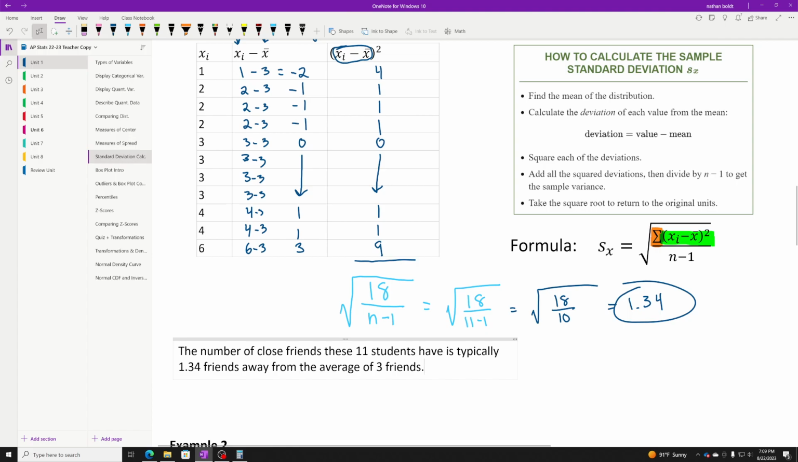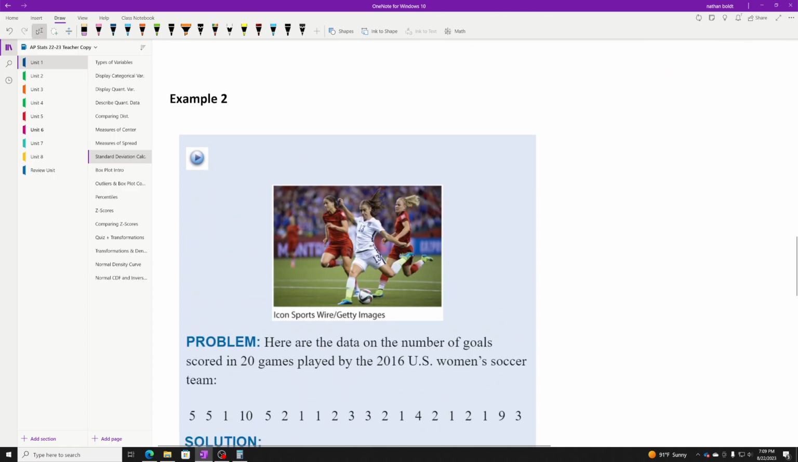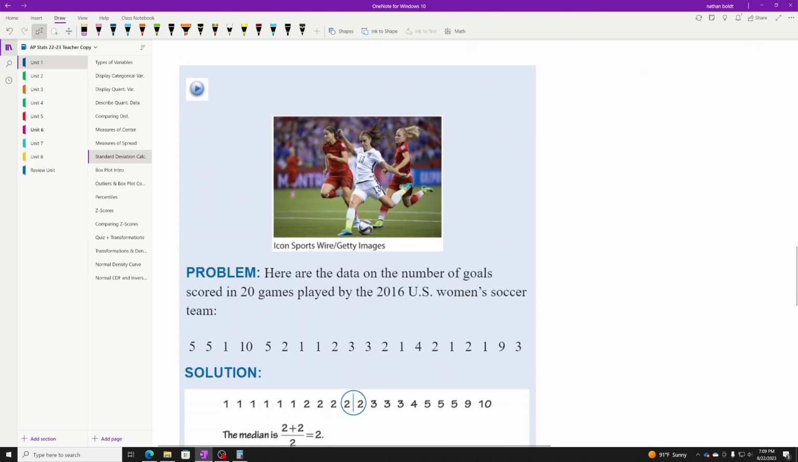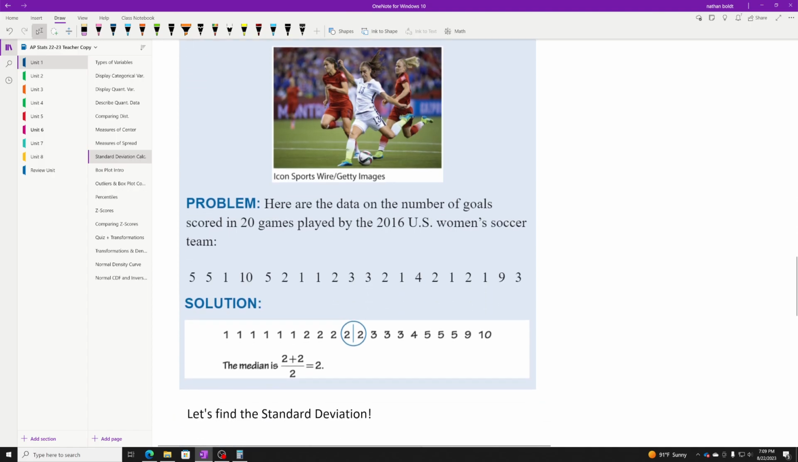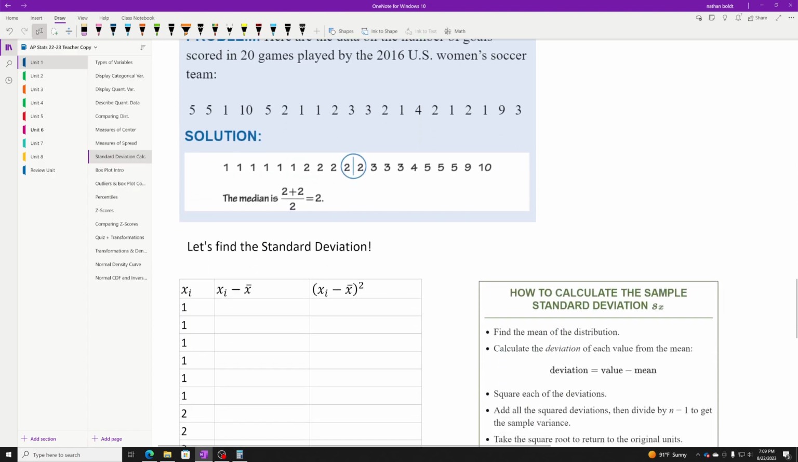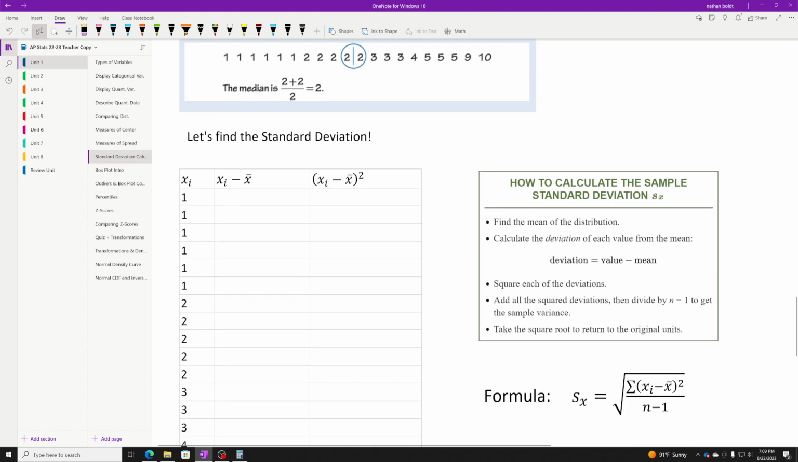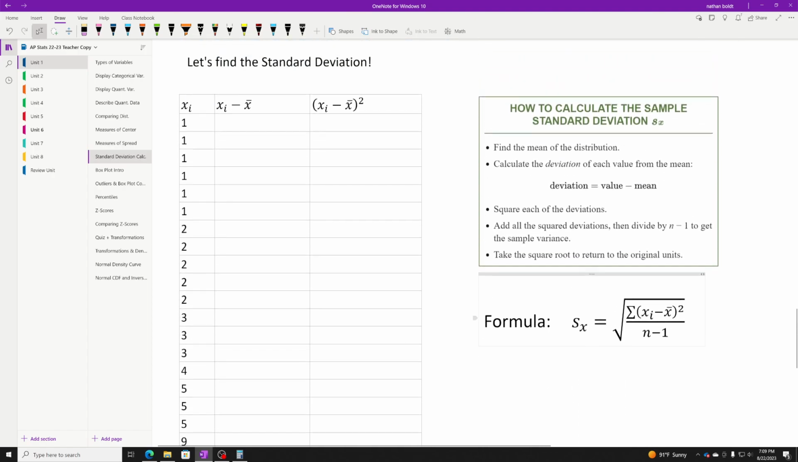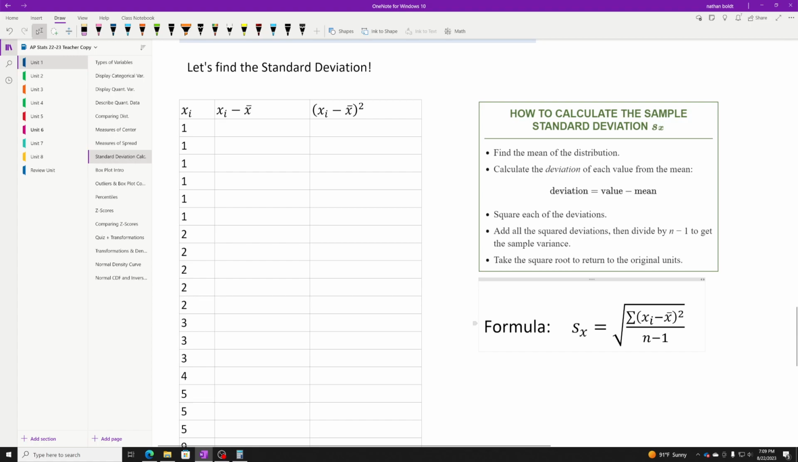You're going to do that process for this data set right here. Here are the data for the number of goals scored in 20 games played by the 2016 U.S. women's soccer team. You are going to find the standard deviation. I've got the table set up for you here already. I'll do the first one to get you going, but then I want you to finish all the parts. The first number, that's your data point. So it's going to be a 1.